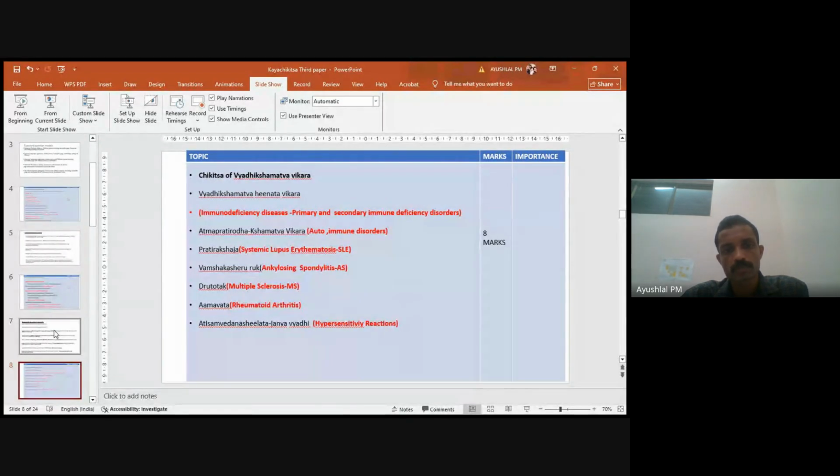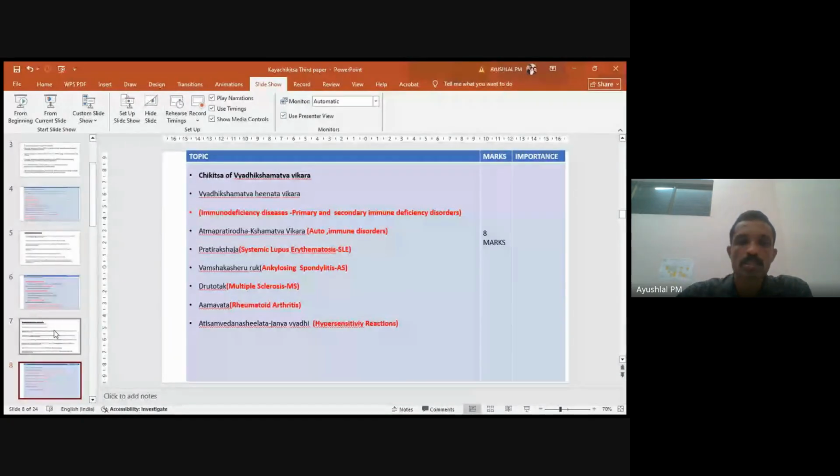Then Atma Pratirodha Kshamatva Vikara. Atma Pratirodha Kshamatva Vikara is nothing but autoimmune conditions. Different autoimmune conditions. You can write what are autoimmune disorders, what are the different types of autoimmune diseases and all those things. Systemic SLE, systemic lupus erythematosus. So that is Pratirakshaja. It's given as Pratirakshaja.